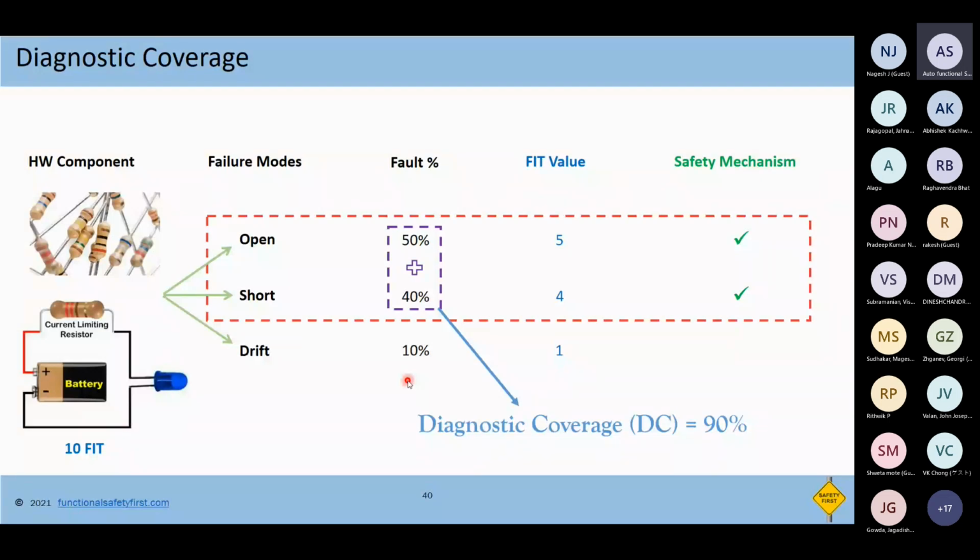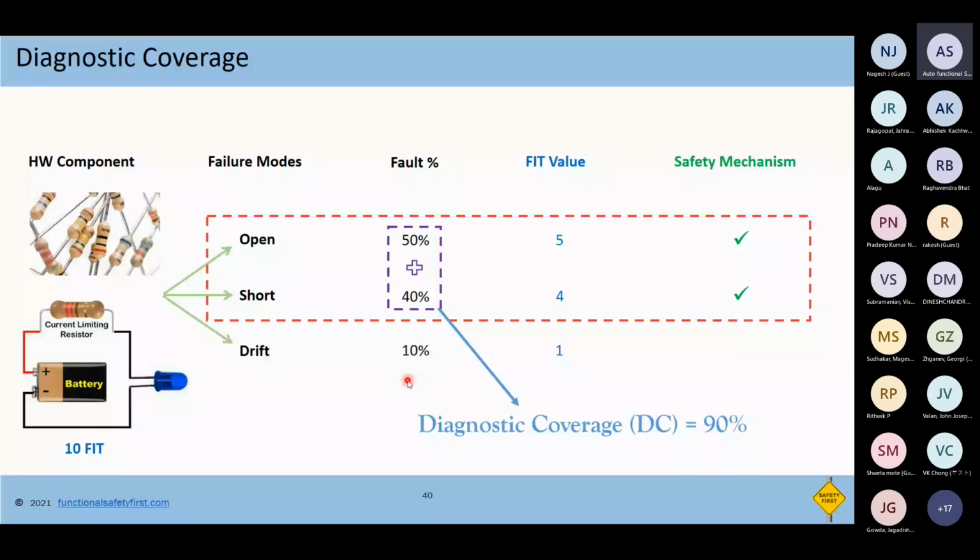Now let's say if I consider 100 faults of the resistor, 50% of them, or 50 faults, are open faults, 40 faults are short faults, and 10 of them are drift. If I have a safety mechanism that detects open and short faults, then I have covered 90% of the faults of the resistor, but there is still 10% of the resistor's faults that is not covered. When I implement the safety mechanism, I bring down the 10 FIT to a residual of 1 FIT, because I would have covered 5 and 4 FIT for the open and the short. So I would have reduced 9 FIT by implementing a safety mechanism, and what would be left is only 1 FIT.